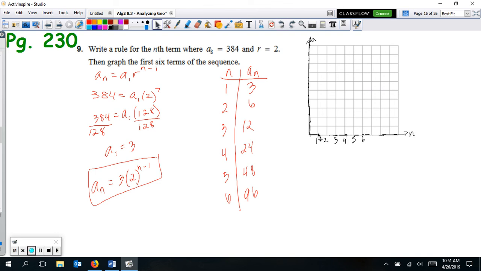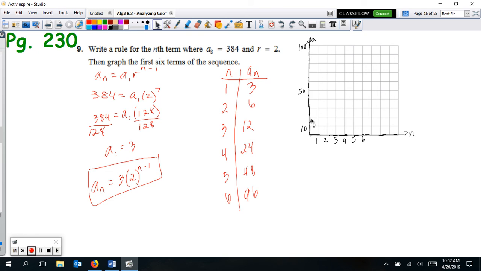So that's all we do there. Each one is worth 1 down here. But for the A of n axis up here, we need to get all the way up to 96. So I'm going to make every one worth 10. So 10, 20, 30, 40, and so on. So 10 here, 50 would be here, 100's all the way at the top now.